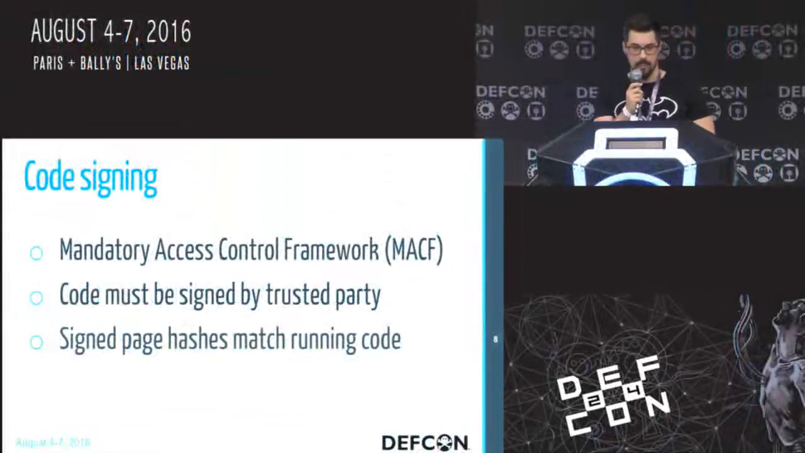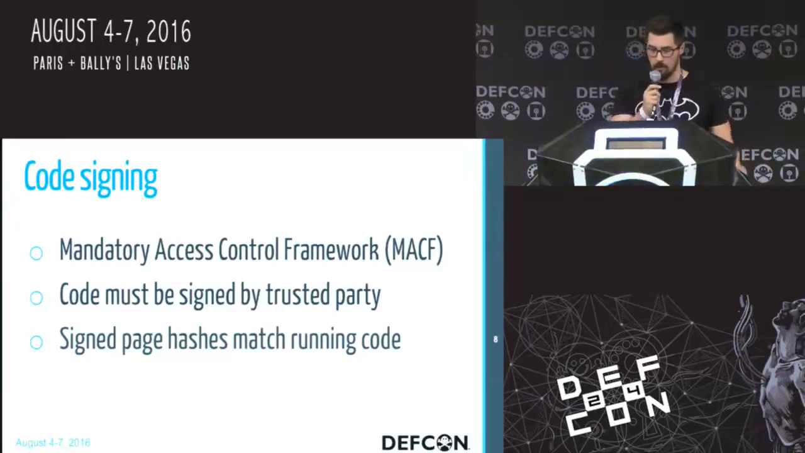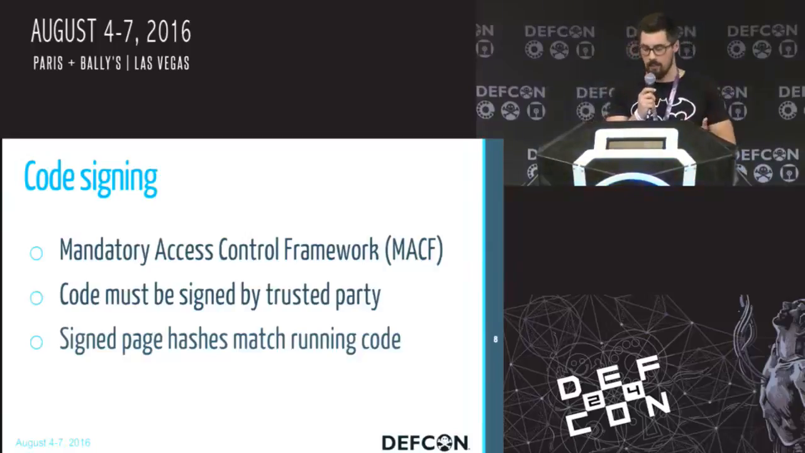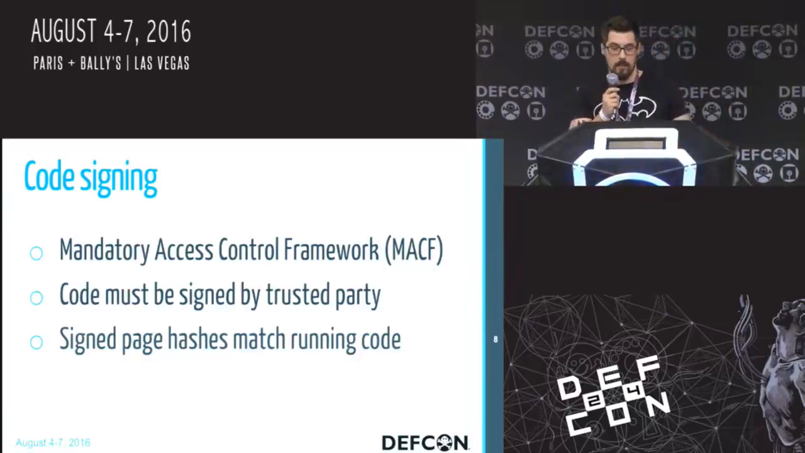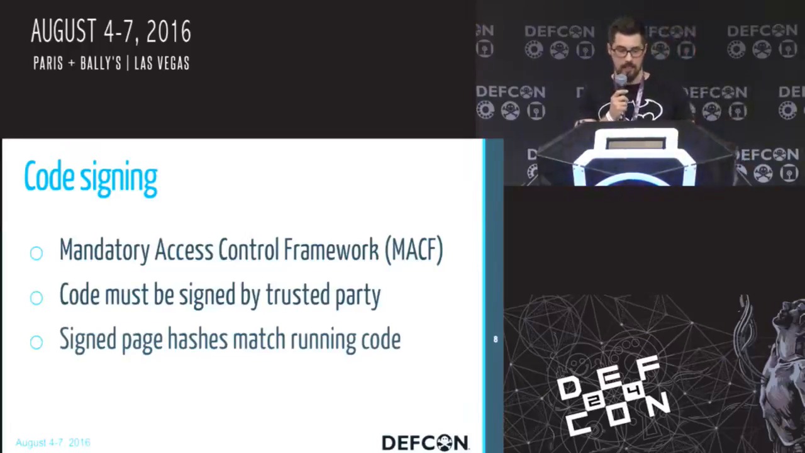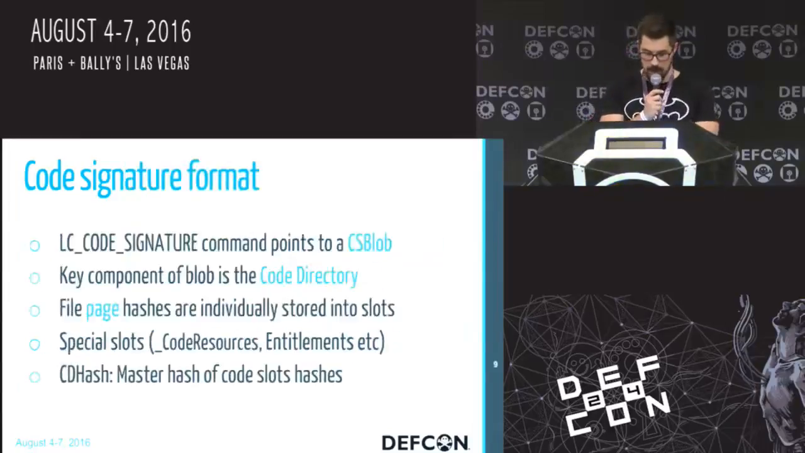The next security technique is code signing, which is based on the Mandatory Access Control framework. It is a pluggable framework that permits new security policies to be loaded, linked into the kernel, loaded at boot time or at runtime, and it adds a lot of features to implement new security policies. Code signing is one of these security policies. It enforces that all code must be signed by a trusted party. In addition, all running code should match the signed page hashes on load as well as at runtime before execution.